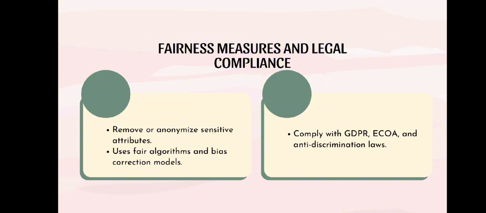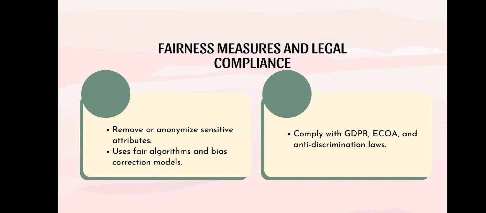Use fair algorithms and bias correction models. Algorithms must be designed or adjusted to reduce or eliminate unfair biases. This includes using unfairness-aware machine learning techniques that detect and correct disparities in outcomes, such as equalizing false positive rates across different demographic groups or applying reweighting methods to balance training data.